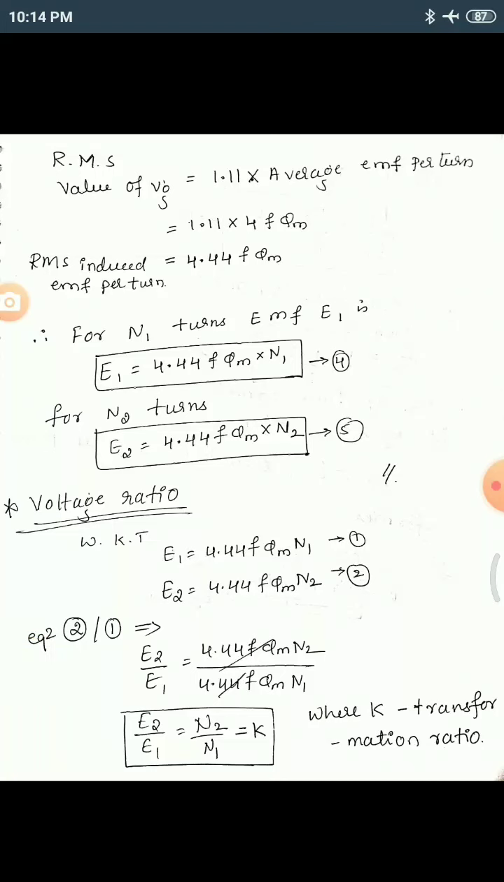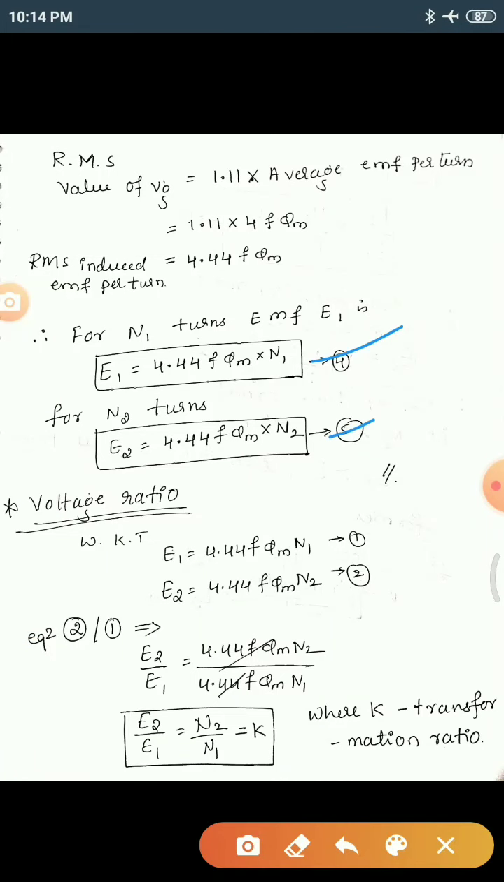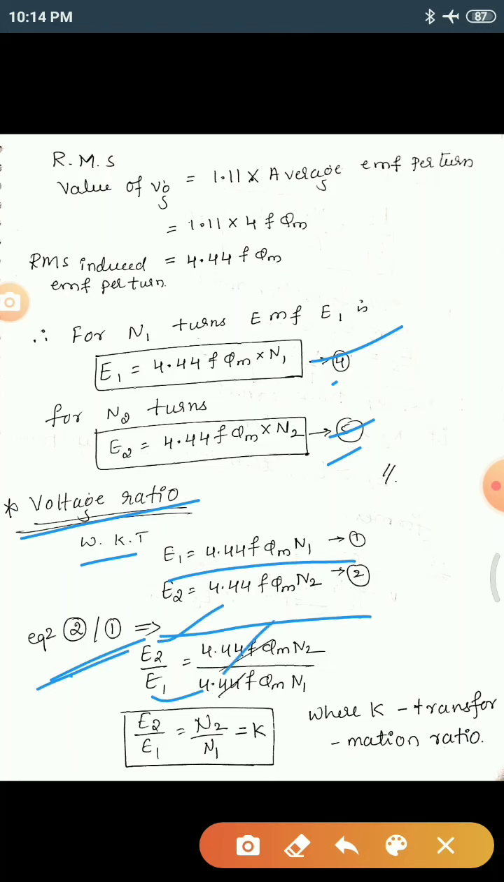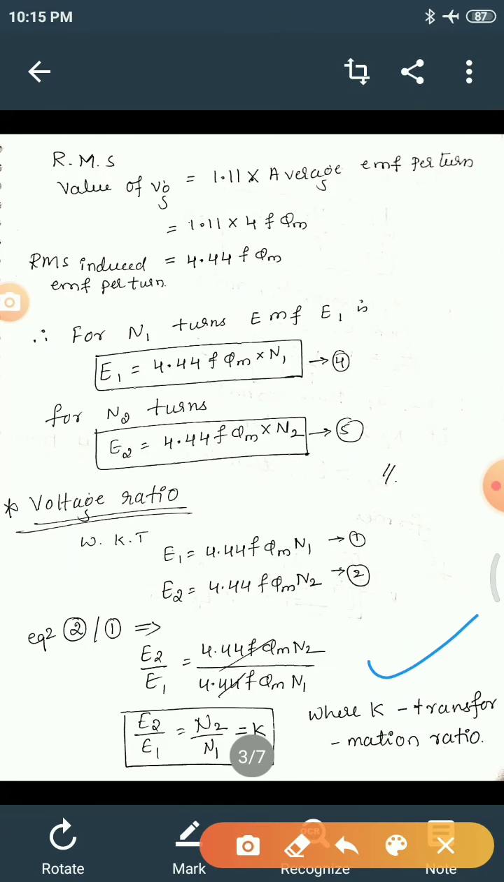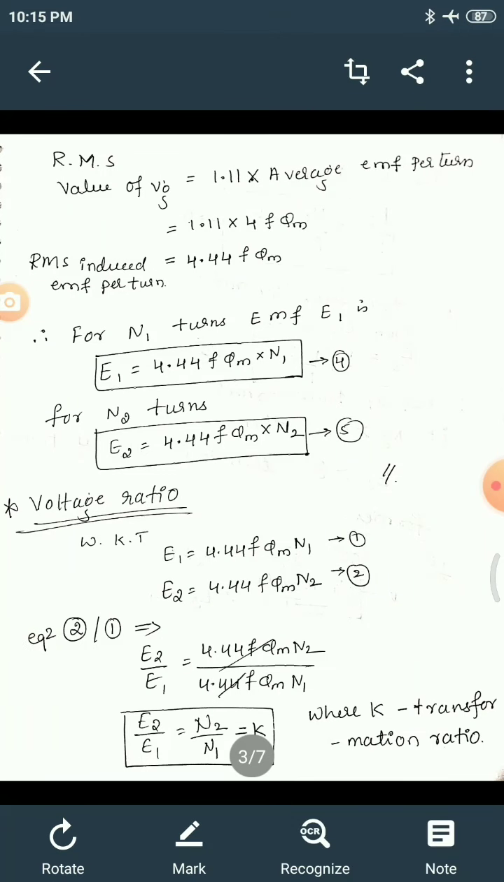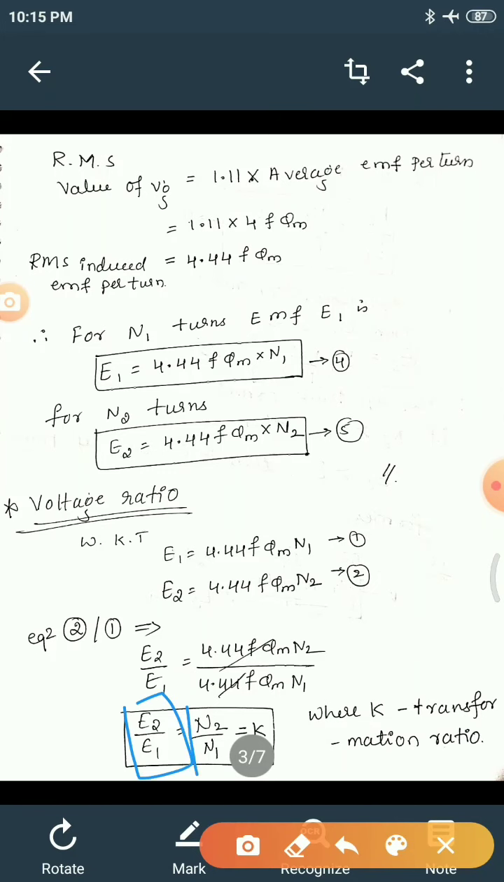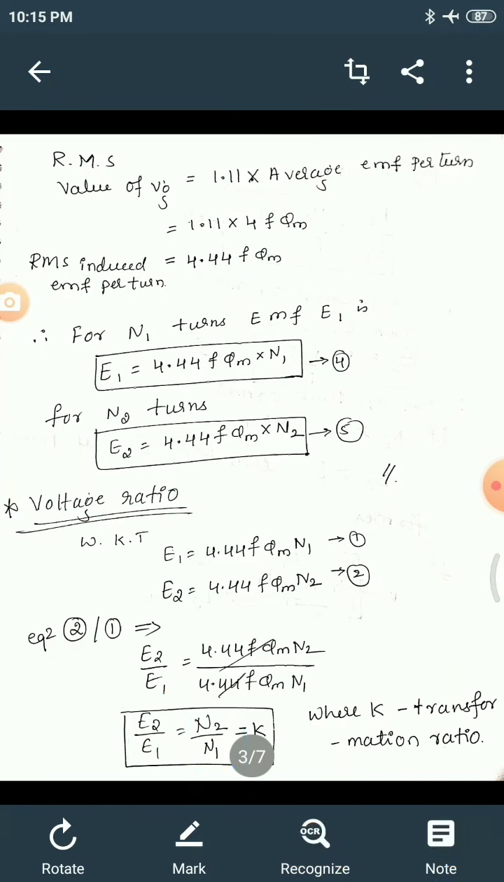Now, once we have got the EMF equations, let's define the voltage ratio and current ratio. Take the first and second equations, E1 and E2, and take the ratio E2 by E1. Once you write it, these terms get cancelled. So we get E2 by E1 equal to N2 by N1, which is equal to K. Remember this, where K is the transformation ratio. Don't forget this. K is nothing but E2 by E1 equal to N2 by N1. We require that much.